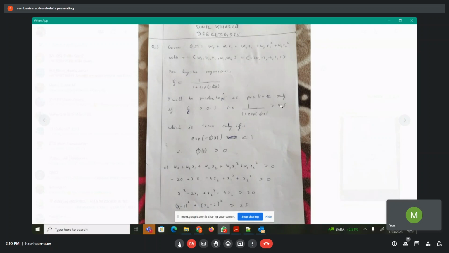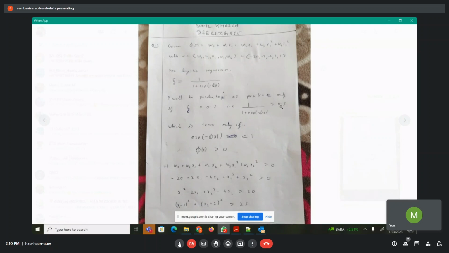But that is the thing, right? If it has to classify, probability has to be more than 0.5. That is the logistic regression. Otherwise it will be classified as no.